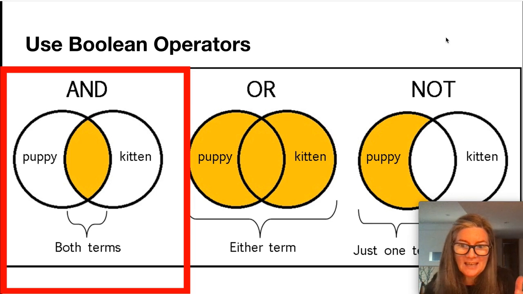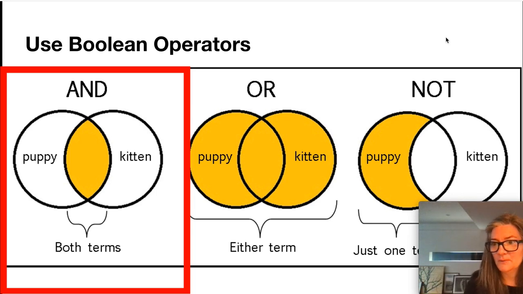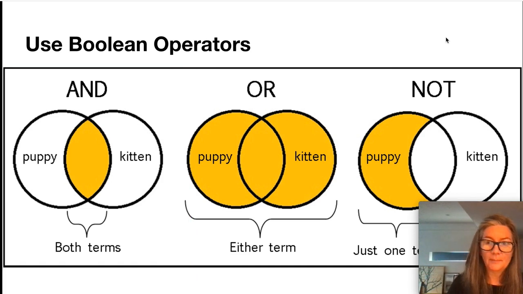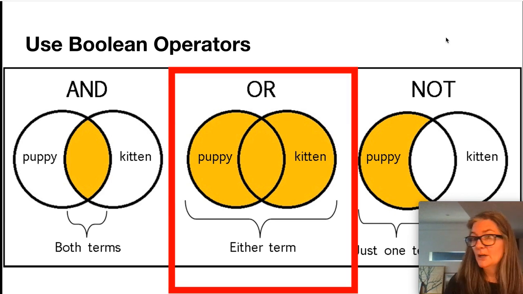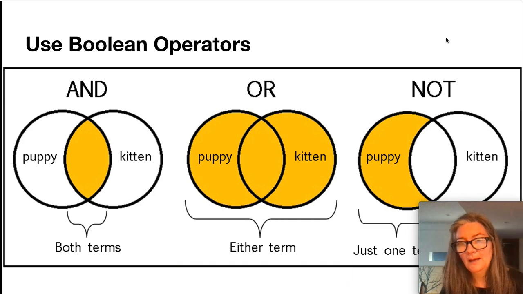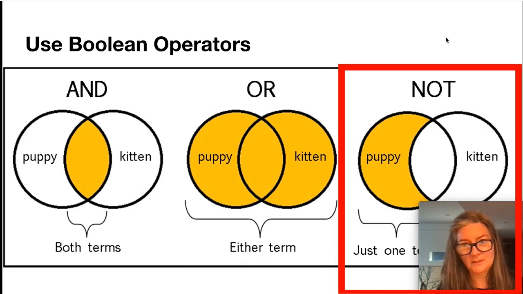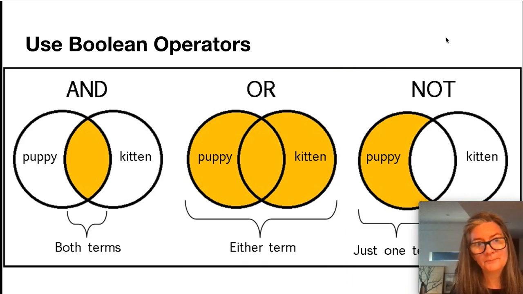Because even though it's AND, it's saying that you want all of the results to include both of those words. So if I want puppies AND kittens, that's actually going to be less than if I had puppies OR kittens. So you can see in the middle here, with OR we don't care if it's puppies or kittens, we want either one of those. And then NOT is easier to understand. That means I'm going to filter out kittens. I only want puppies. So puppy NOT kitten.